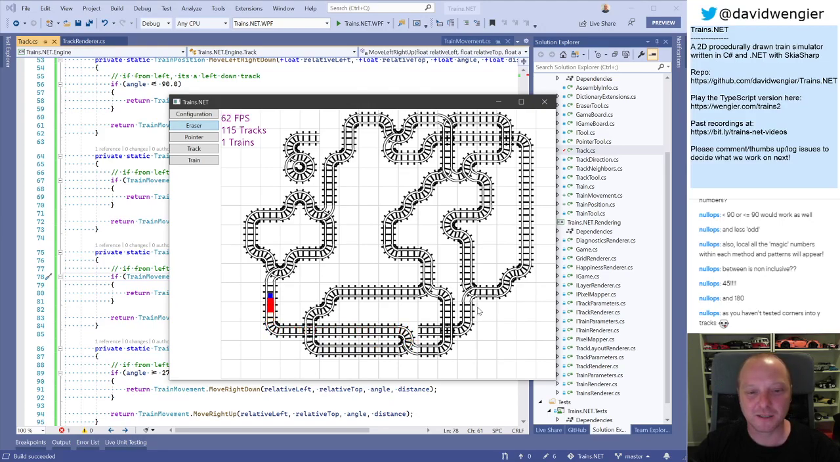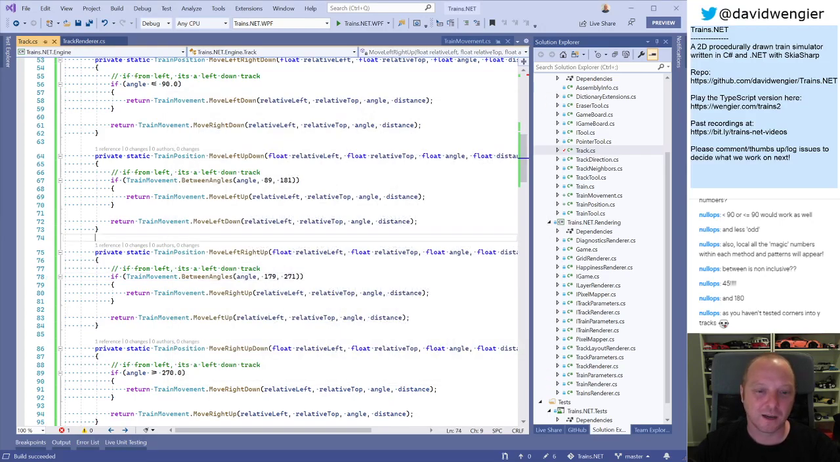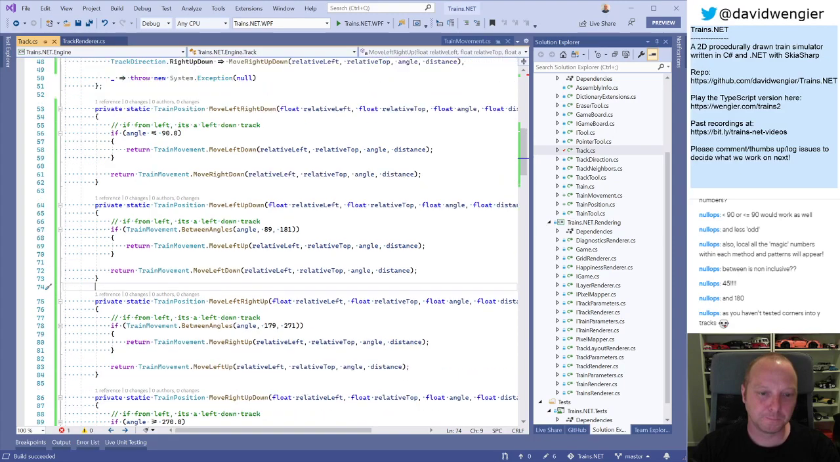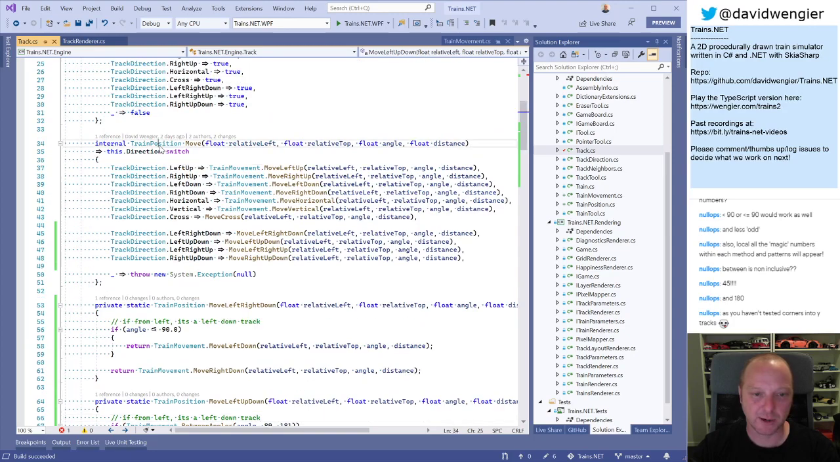Oh, I could probably refactor the move vertical and horizontal methods a bit. Yeah, that's cool. And maybe, well, I'll tell you what. These can all take a train position. And they don't have to return anything. Does that mean I can't use a fancy switch statement, though?